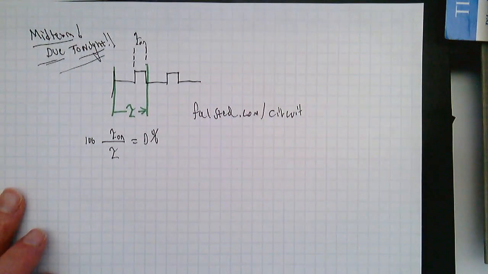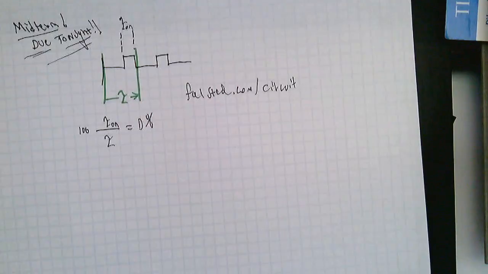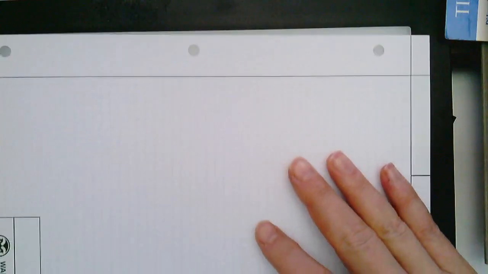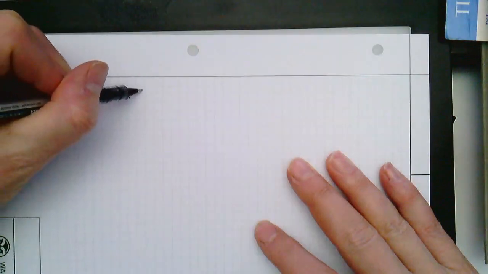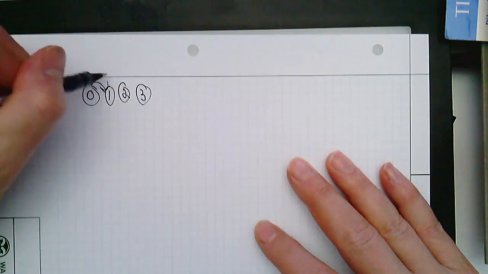So that's that. Let's see what we can do to design a little counter of our own. Here we go. So the counter does the following: 0, 1, 2, 3. We've seen this before.